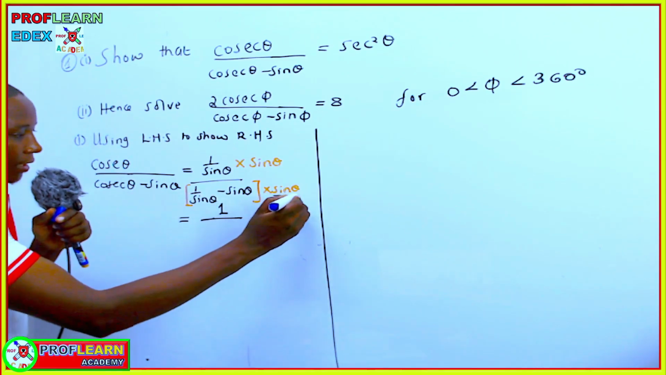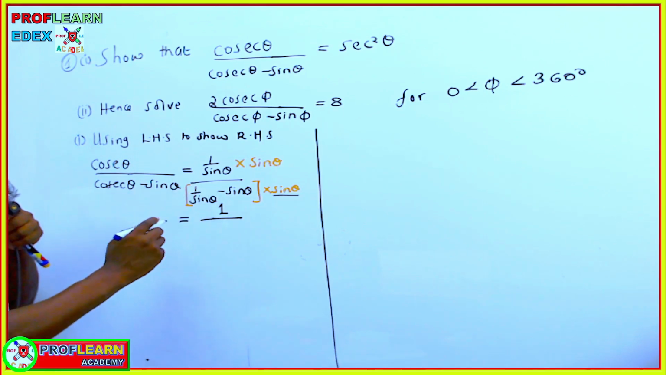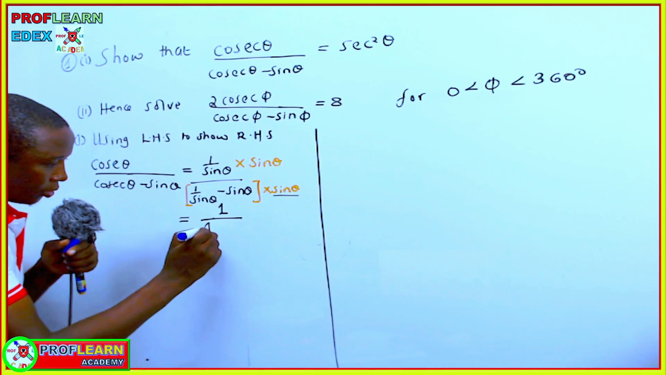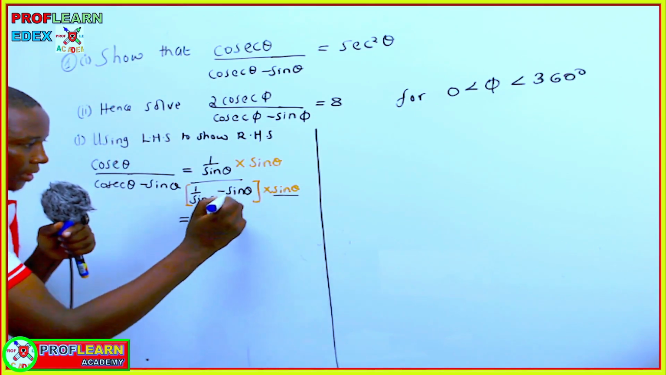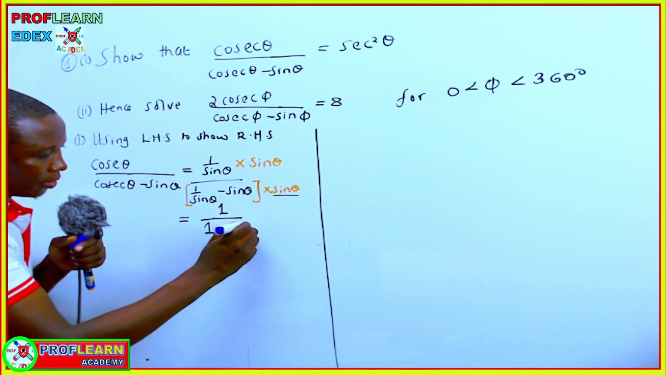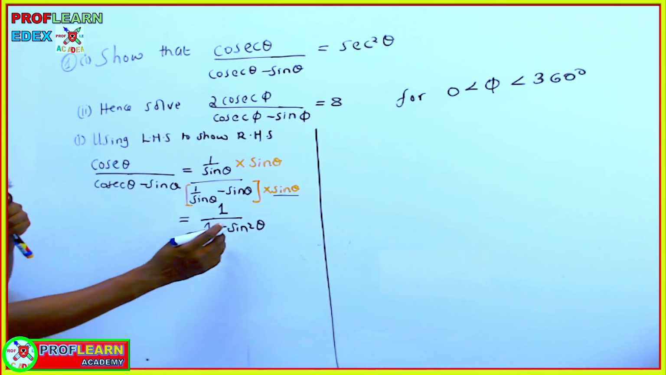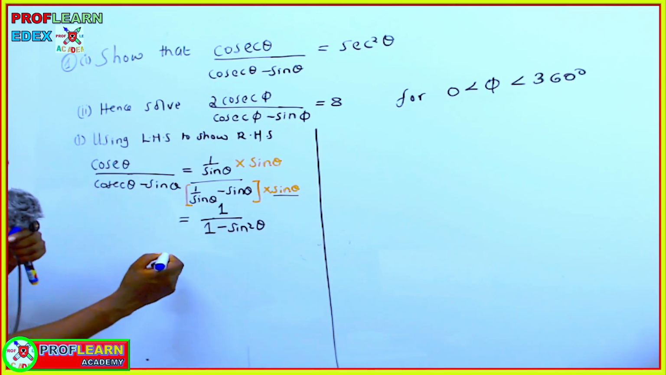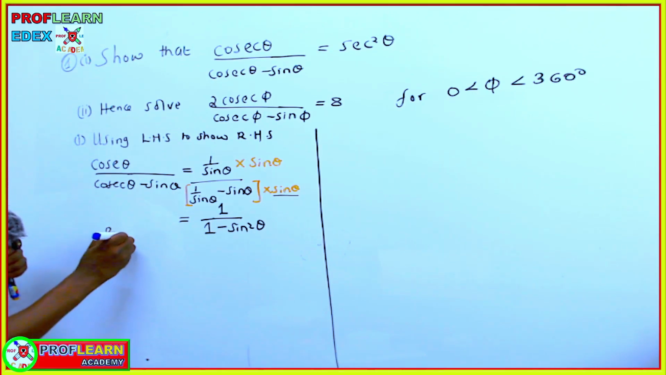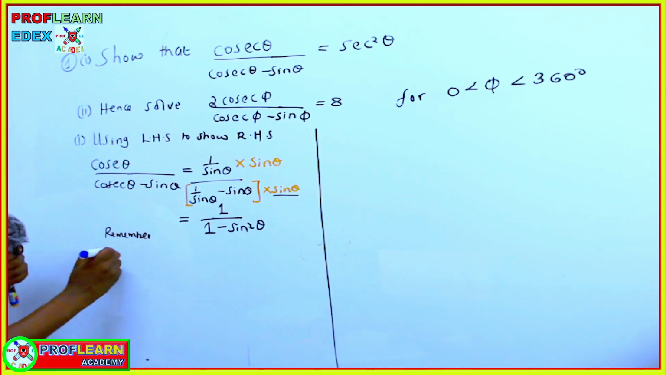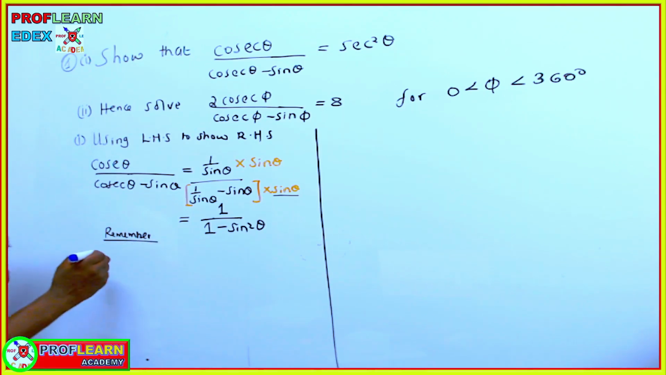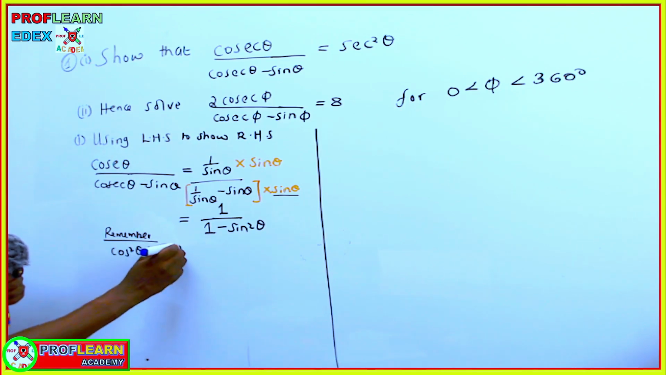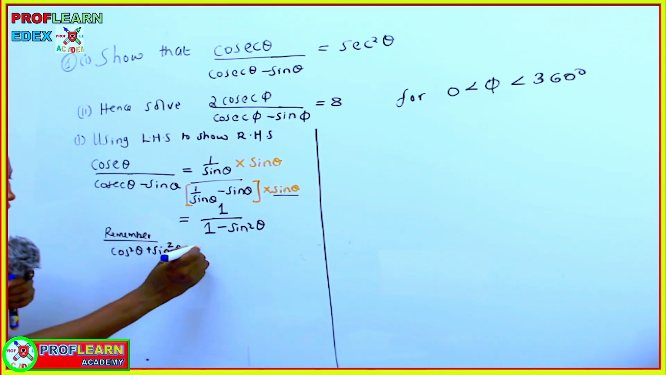If I multiply this sine theta times the part that we have here, sine theta will cancel out and I'm going to remain with 1. Then sine theta times sine theta gives sine squared theta. Now, at this given point, we need to ask ourselves, what is 1 minus sine squared theta? Remember that cos squared theta plus sine squared theta is actually 1.